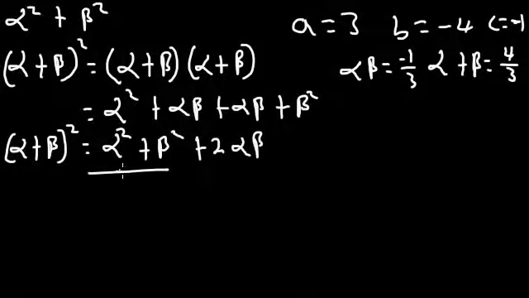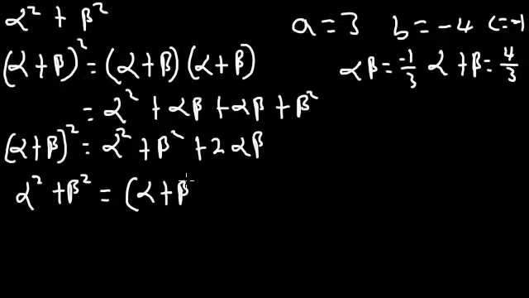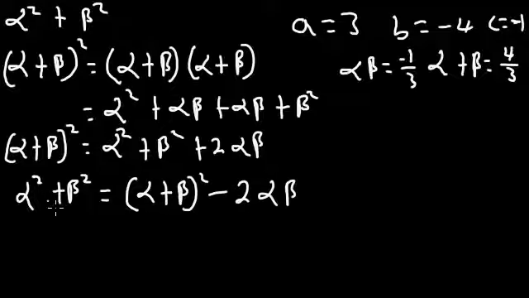Now, the goal is to solve for this, which means I can bring this to the other side, or subtract 2 alpha beta from both sides. So what is left is the value of alpha squared plus beta squared. In other words, if we isolate alpha squared plus beta squared, we now have alpha plus beta all squared subtracted by 2 alpha beta. As you can see, we have manipulated alpha plus beta all squared to the extent that we can now use it to solve for alpha squared plus beta squared.